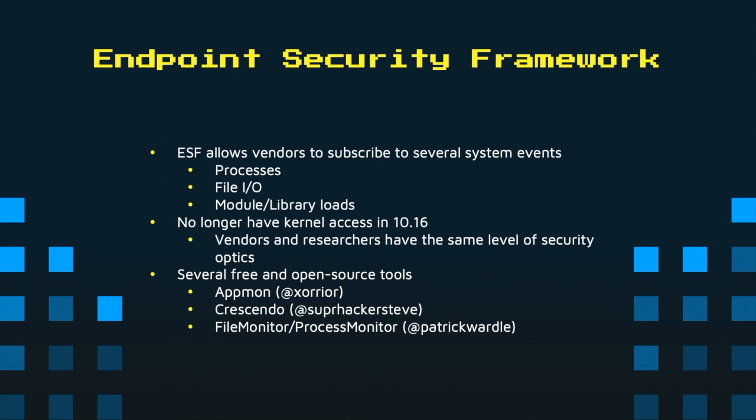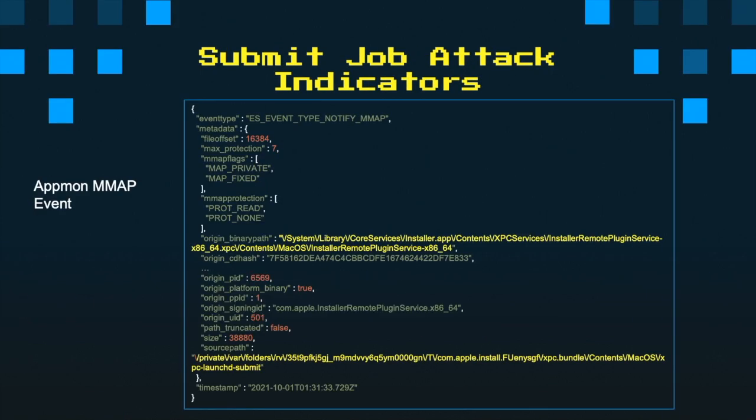But what's cool about it is that developers can now get access to the same telemetry. So that's why you saw a prevalence of a bunch of tools. Patrick Wardle came out with File Monitor and Process Monitor. Super Hacker Steve came out with Crescendo. I worked on AppMon, which is based off of a lot of code in FileMon and Process Monitor. But yeah, it was really neat. So I do like the Endpoint Security Framework. There are some shortcomings, but it's still a really useful framework for detection.